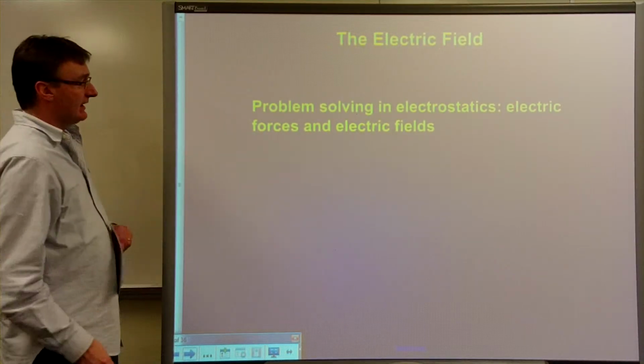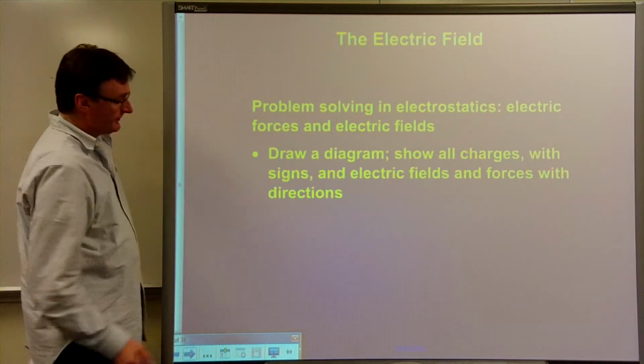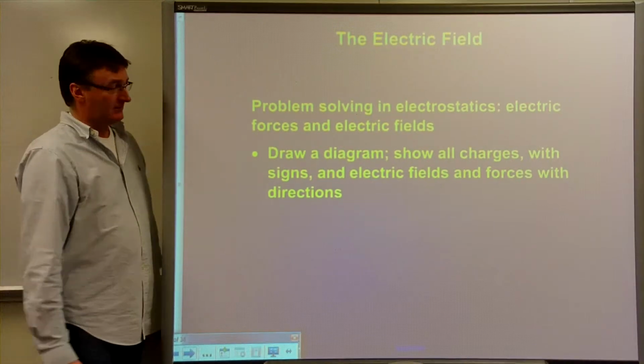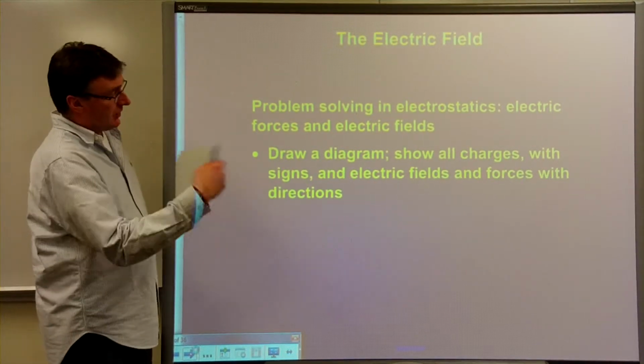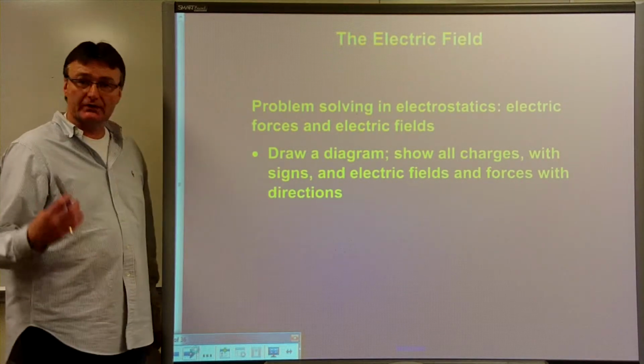So, problem solving in electrostatics, electric forces and electric fields. First of all, you draw a diagram. We've heard that before. Draw a diagram, showing all the charges with their signs, and electric fields and forces with directions.